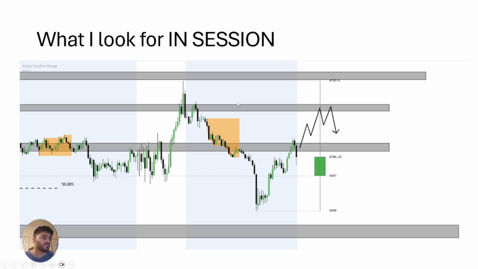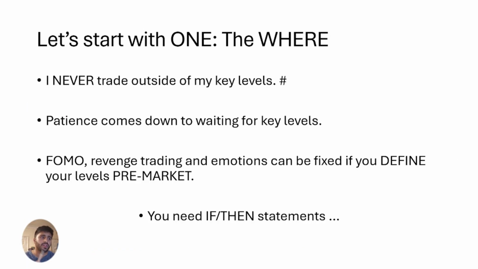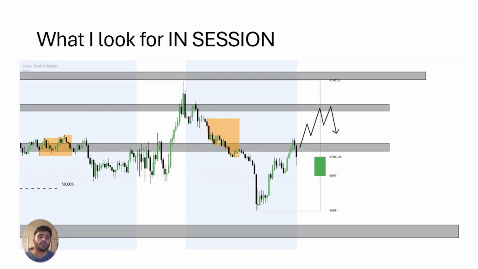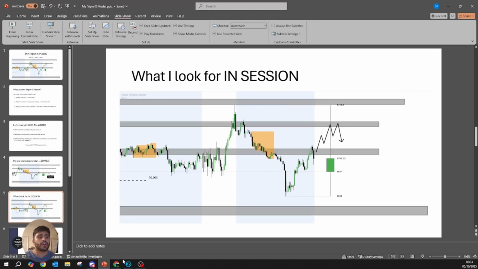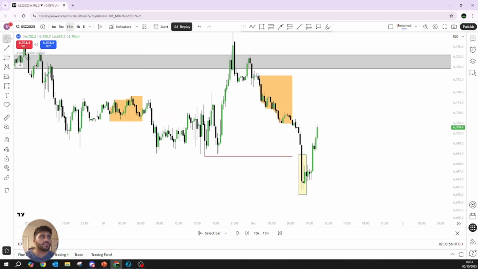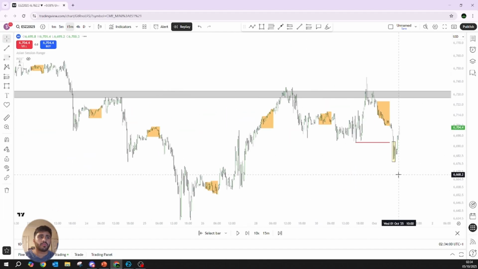So if you're a trader who struggles with something I mentioned previously, right? So FOMO, revenge trading, any kind of emotion, you can fix a lot of your emotions if you simply had the patience to wait for key levels. So I've had questions about my key levels. How do I determine key levels? So key levels are one of the easiest things you can determine, and one of the most important things, right?